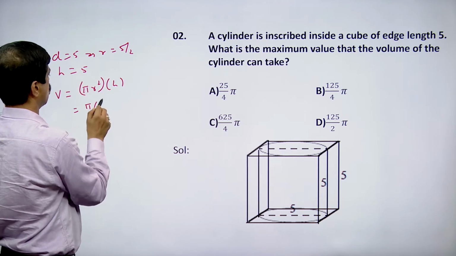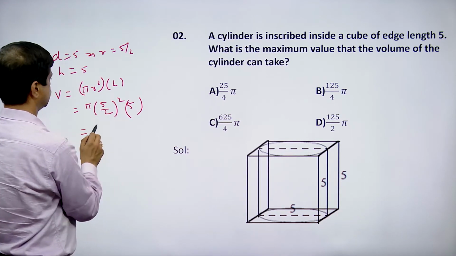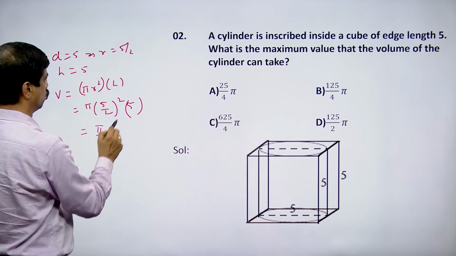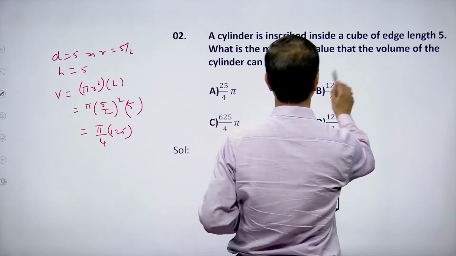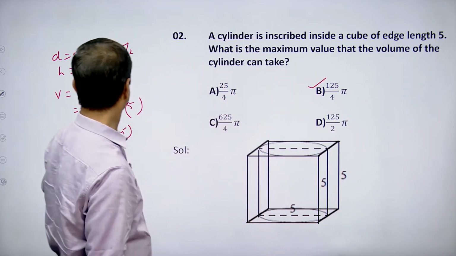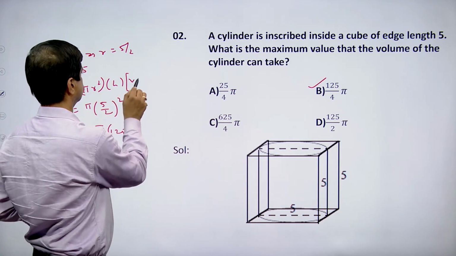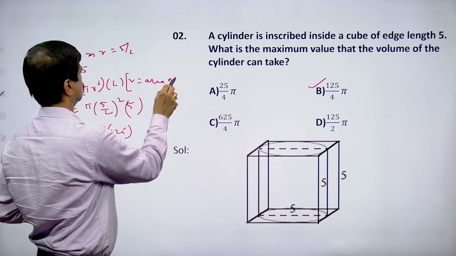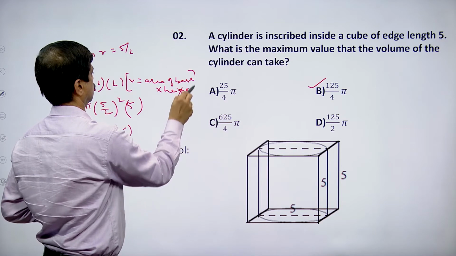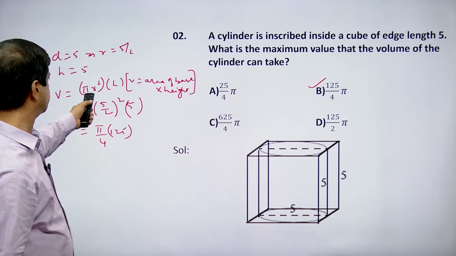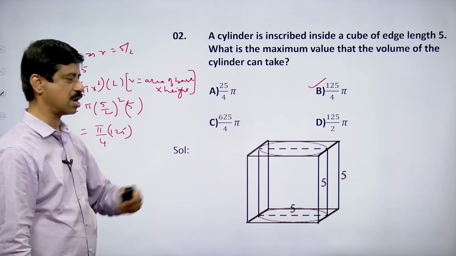Pi into r is how much? 5 by 2 whole square into height is 5. This is pi by 4 into 5 cube is 125. So 125 pi by 4, option B. Right, children? So these formulas are important. Volume is area of base into height. Okay, so area of base is pi r square into height is h. H is 5. So we substituted and got it. Quick, children.